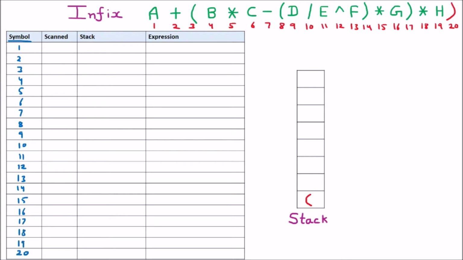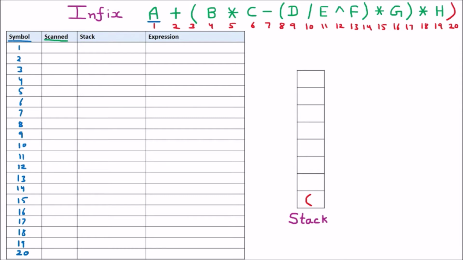That means these 20 symbols we are solving, first scanning and then afterward performing these operations so that they will be converted to the postfix expression. Now we are going through the expression one by one, symbol by symbol. So now we go to the next column, which is the element scanned. Corresponding to 1, the first element scanned is A.